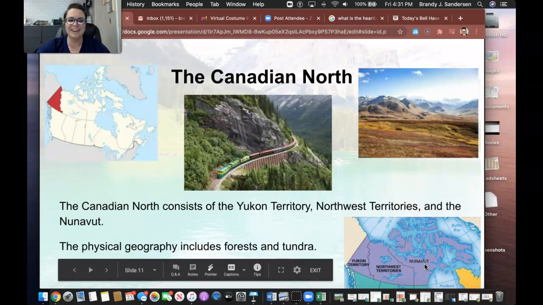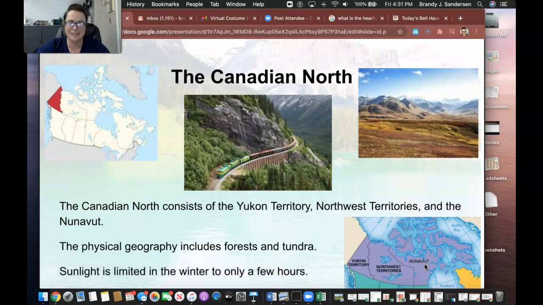The physical geography includes forest and tundra. The sunlight is really limited in the winter, for only a few hours. So this is kind of neat: the sunlight, depending on the time of the year, can be dark for the majority of the day, or it can actually be bright for a majority of the day. So it just really depends.